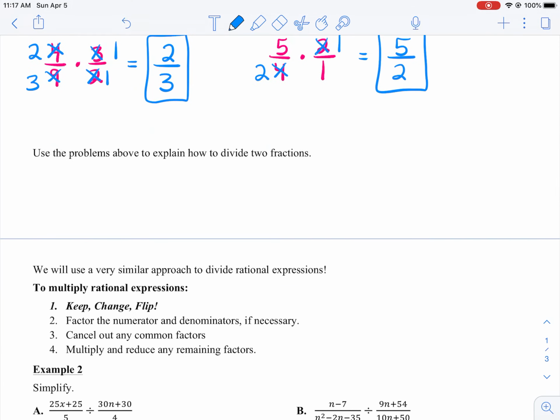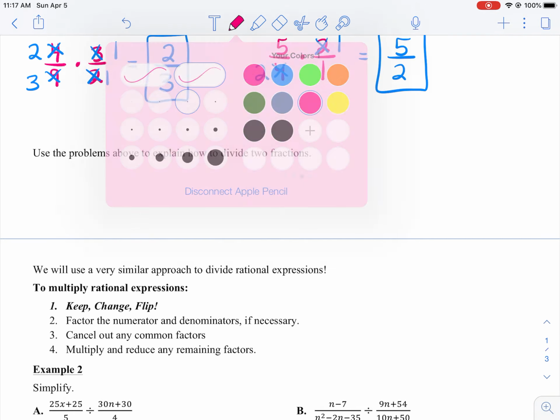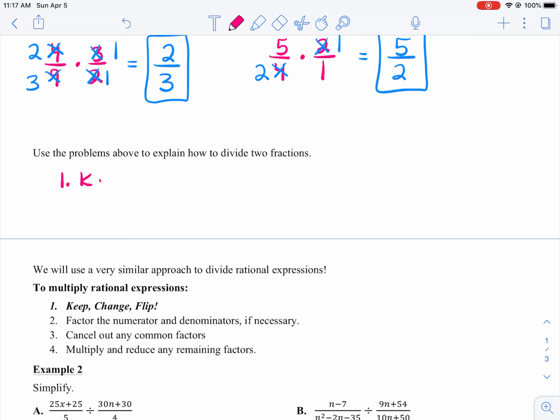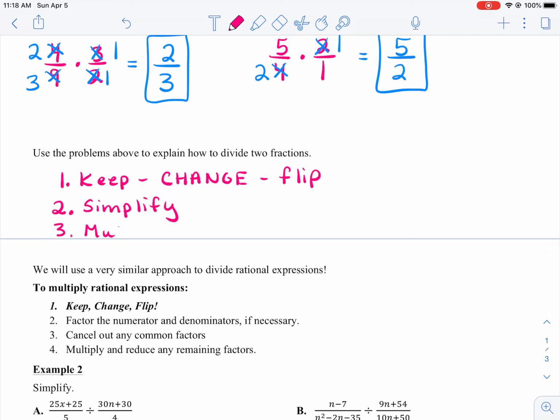Okay, so it says use the problems above to explain how to divide two fractions. So again, the biggest thing is understanding that very first step, which is keep the first fraction the same, change the division sign to multiplication, and then flip the second fraction. Okay, after we do that, then we simplify, and then last we multiply.